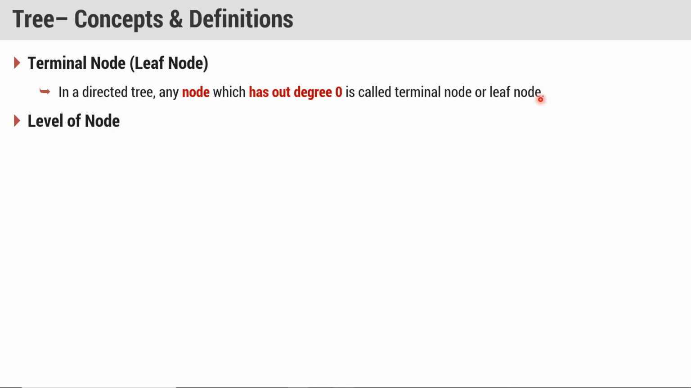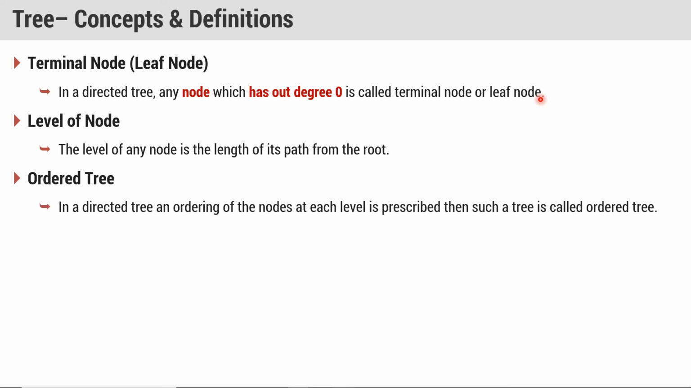Then level of node. The level of any node is the length of its path from the root. So level of any node is calculated based on the path from the root node. Ordered tree. In a directed tree, if an ordering of nodes at each level is prescribed, then such a tree is called an ordered tree. So in an ordered tree, each and every node is ordered level wise.